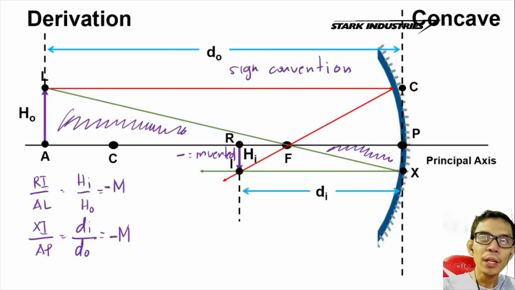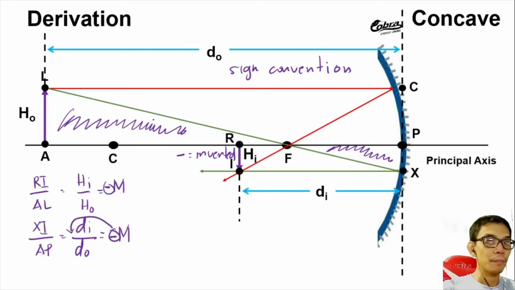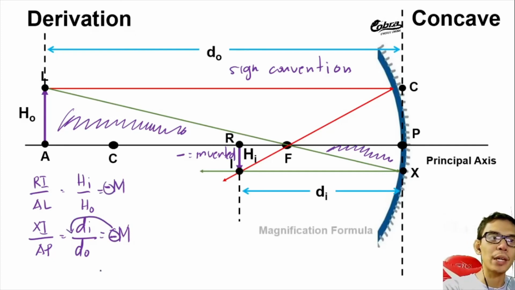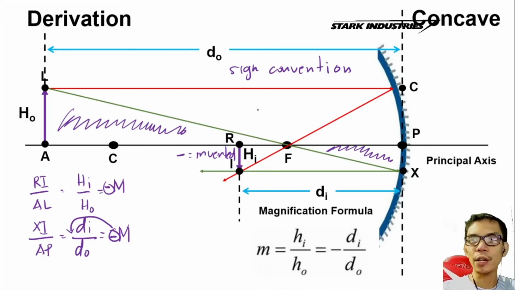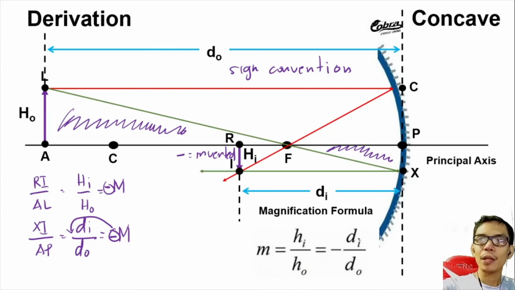If you transfer this negative over to the other side, we can get the final equation here. Magnification is equal to height of the image over height of the object, which is also equal to negative distance of the image over distance of the object.